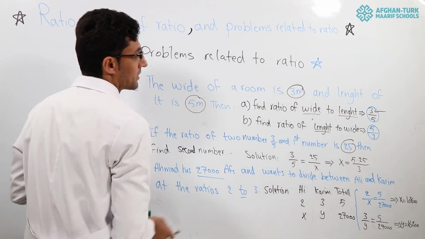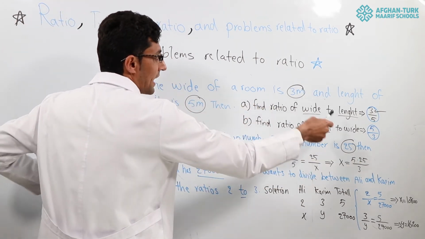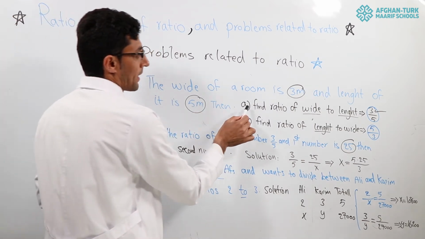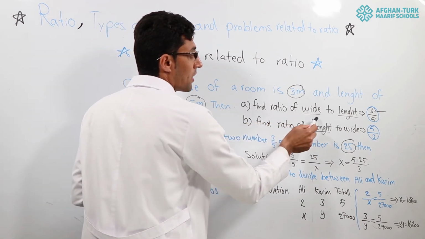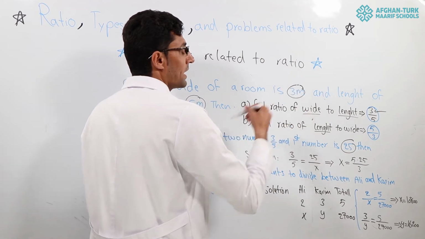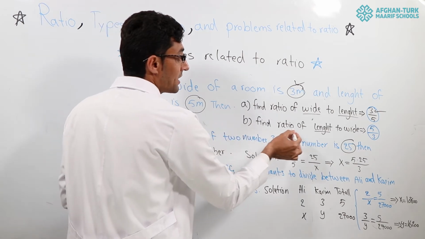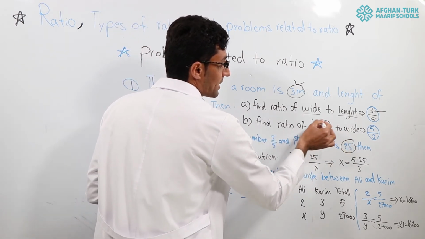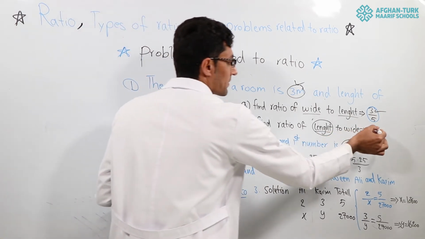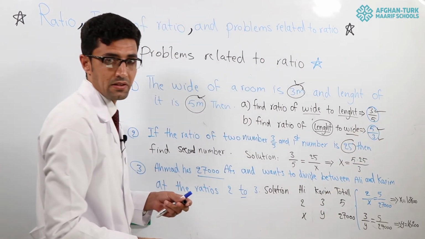Okay, dear students. Now welcome to the third part of ratio. Problems related to ratio. Problem number 1. The width of a room is 3 meters and the length of a room is 5 meters. Okay. What should you do? Find ratio of width to length. Width to length. How much is width? Width is 3. 3 over 5. Okay. Find the ratio of length to width. At first it is written length. How much is length? It is 5. And how much is width? It is 3. It is the answer.